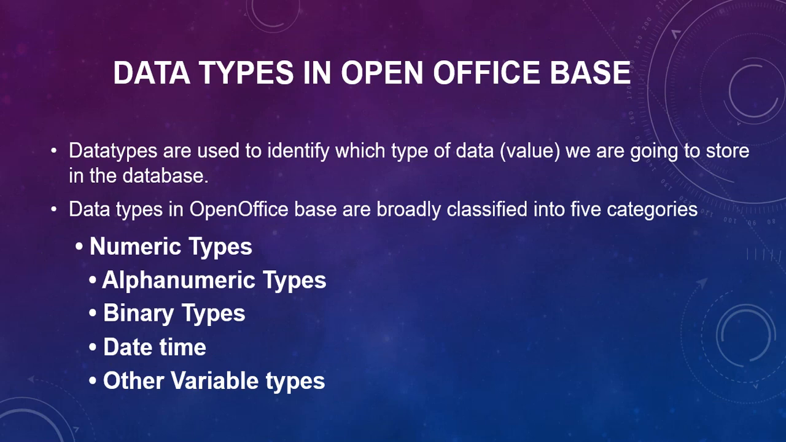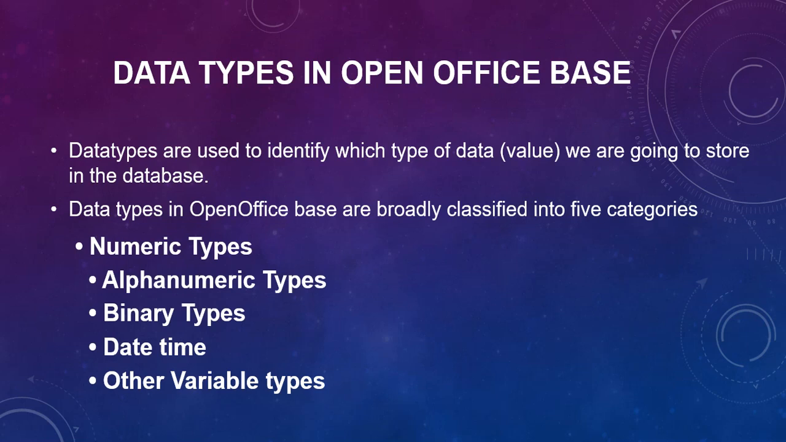Data types in OpenOffice Base. The data types are used to identify which type of data we are going to store in the database. I said a table is a collection of data in terms of rows and columns. Columns are nothing but fields. The fields contain a heading like employee ID, employee name. In the case of employee ID, we can type the data in numbers. In employee name, we can type only letters, that is, alphabet letters.